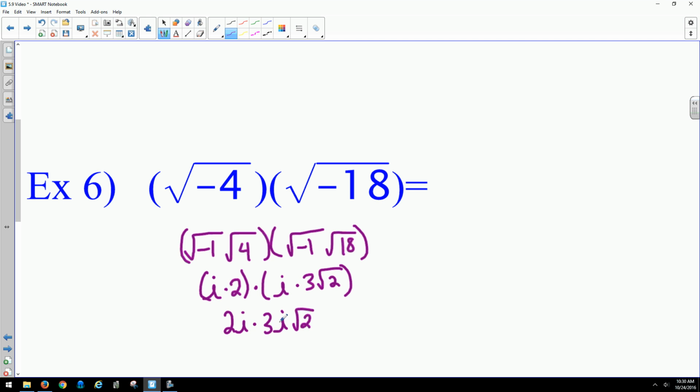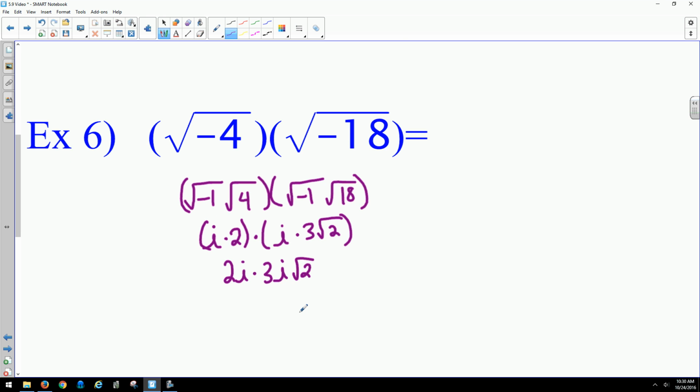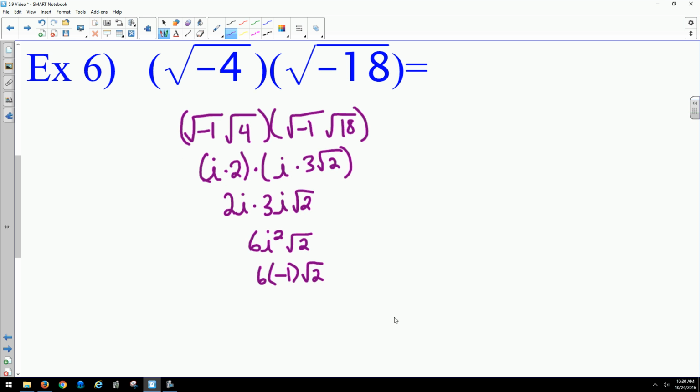And then I can go from here because I can continue multiplying. Because it's multiplying, I don't need like terms to combine these. So this is going to be 6i squared radical 2. And i squared is what? Oh, -1. It's very healthy to talk to myself. And so this becomes -6 radical 2.